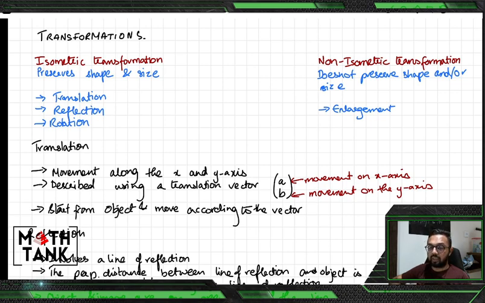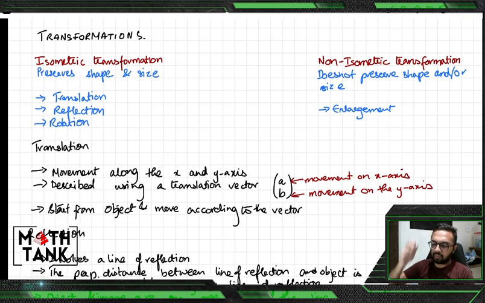Remember that transformations can come up in both papers, but if it comes up in paper one, it's unlikely that it's going to turn up again in paper two. That is not to say that it can't, but that's the general trend: whatever topics come up in paper one, they don't come up again in paper two. So let's talk about transformations.